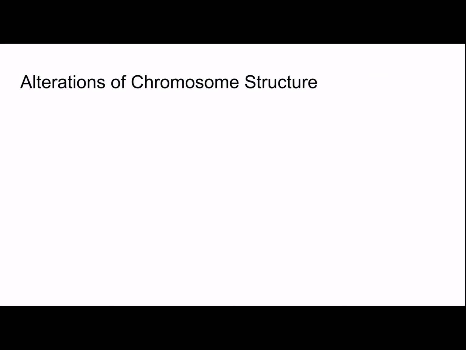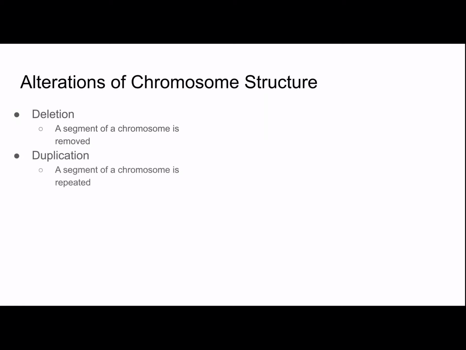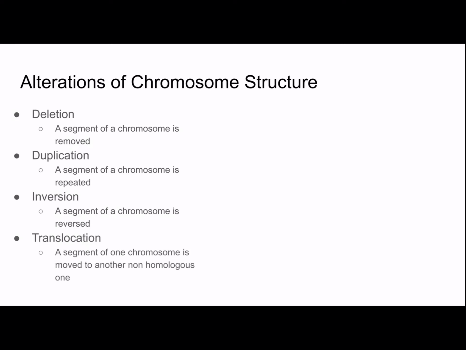Alterations of chromosome structure. There's deletion, where a segment of a chromosome is removed. Duplication, where a segment of a chromosome is repeated. Inversion is where it's reversed. And translocation is when a segment of one chromosome is moved to another non-homologous chromosome.